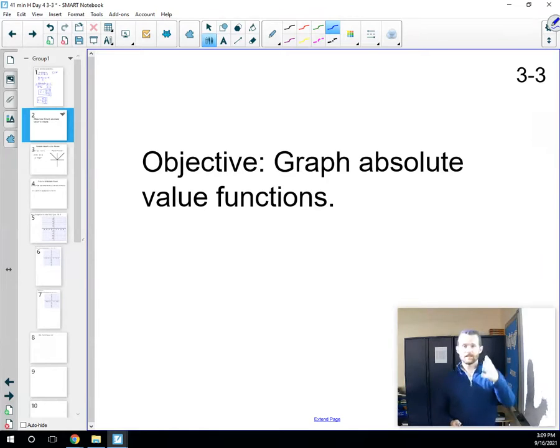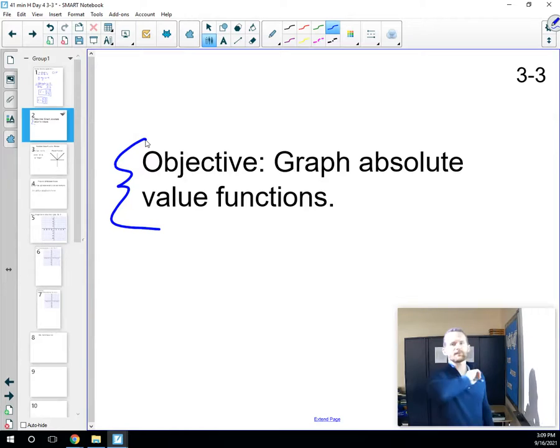Let's take a look at our objective. Today we're doing Chapter 3, Section 3, and after today we should be able to graph absolute value functions.